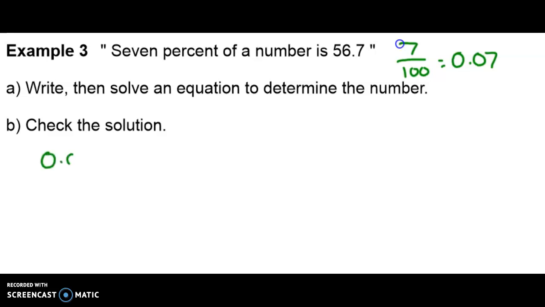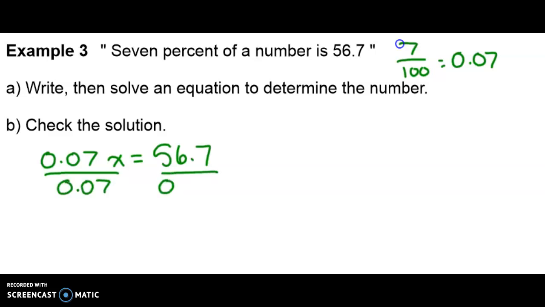So 7%, or 0.07, of a number, which is x, is 56.7, or equals 56.7. Now, the opposite of multiplying by 0.07 is dividing by it. So we're going to perform that inverse operation on both sides. We divide both sides by 0.07. That cancels out and we get x equal to 810. And you can use your calculator to help you with that part.